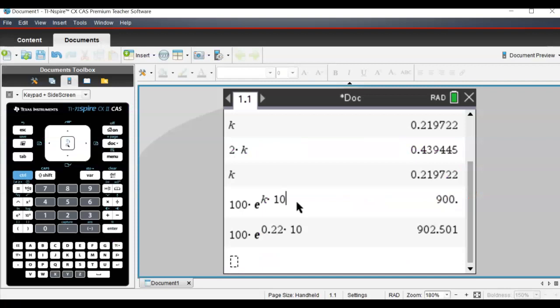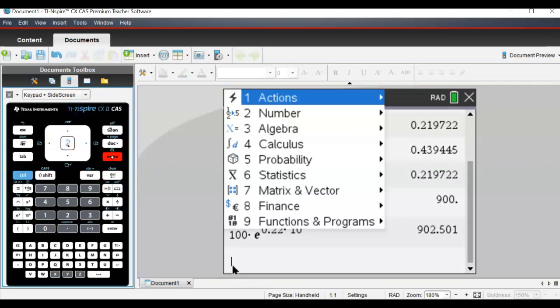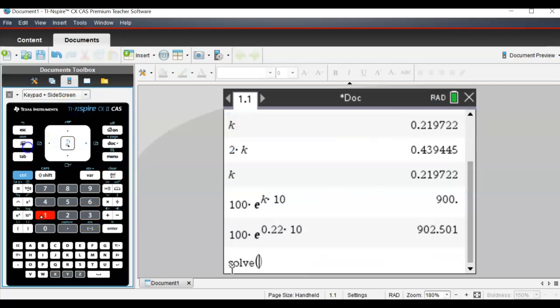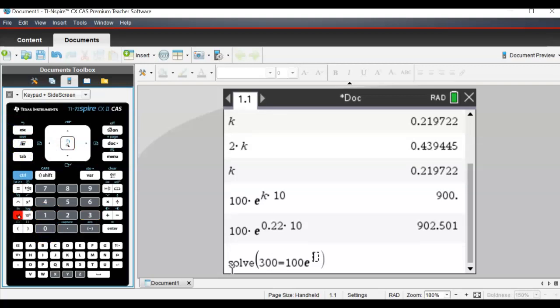Let's grab this. And remember, that's a menu algebra solve. I'm solving 300 equals 100 e to the, what was it, 5k, wasn't it? I need my menu, algebra, I need my solver.